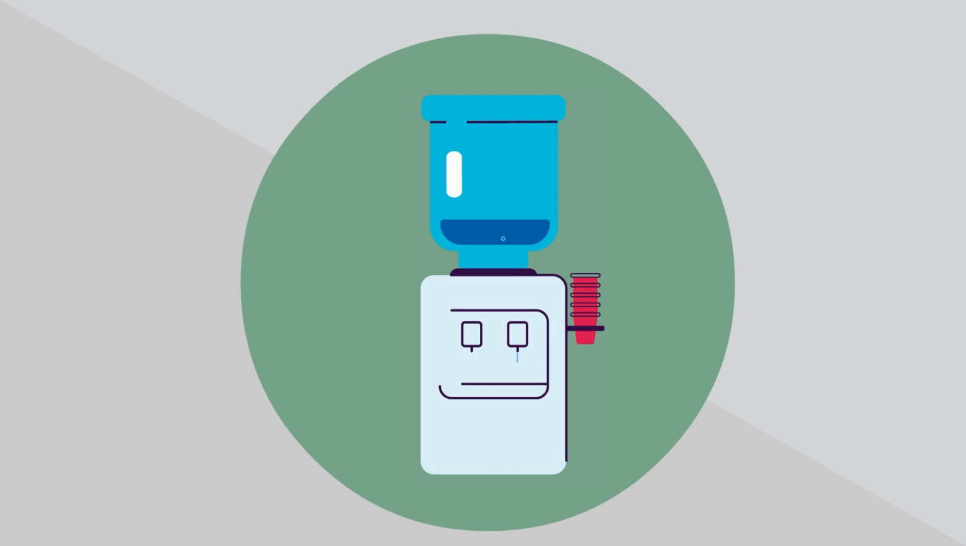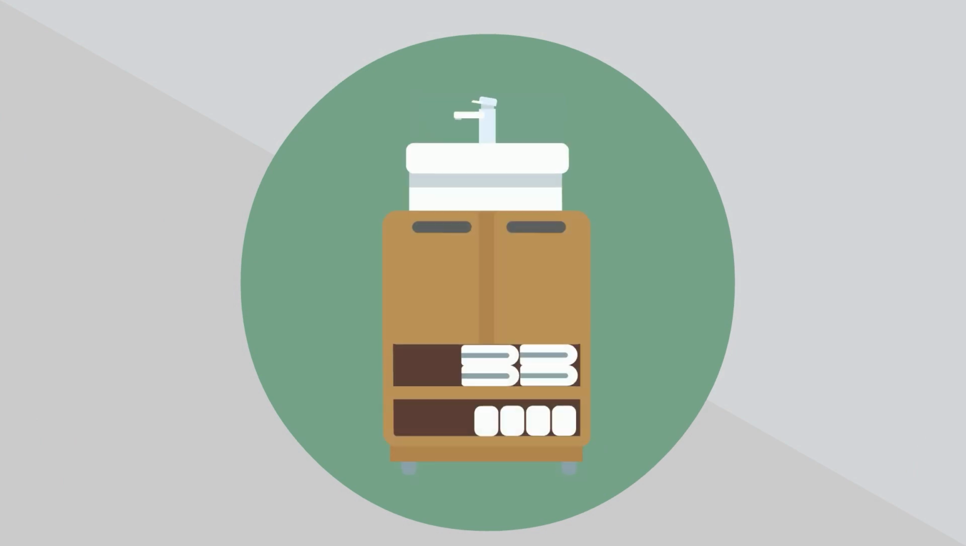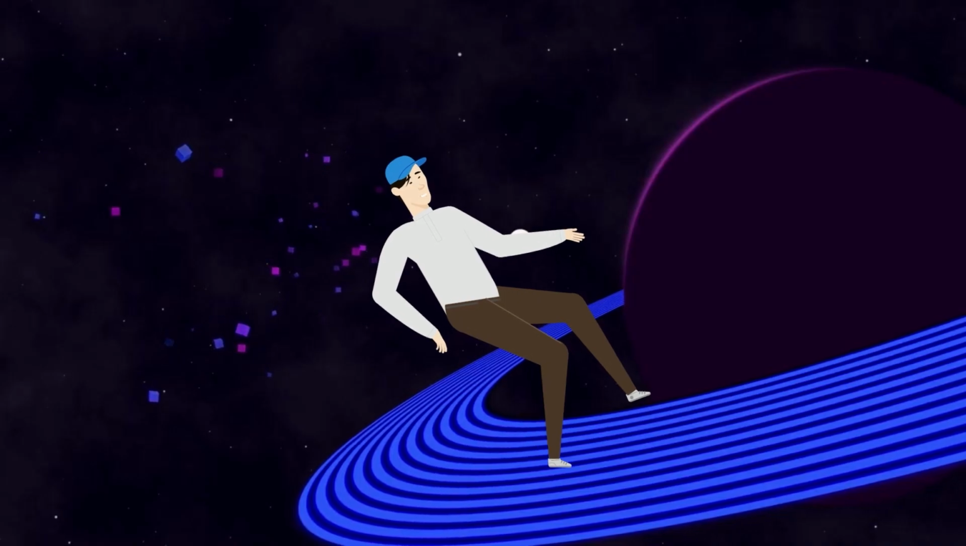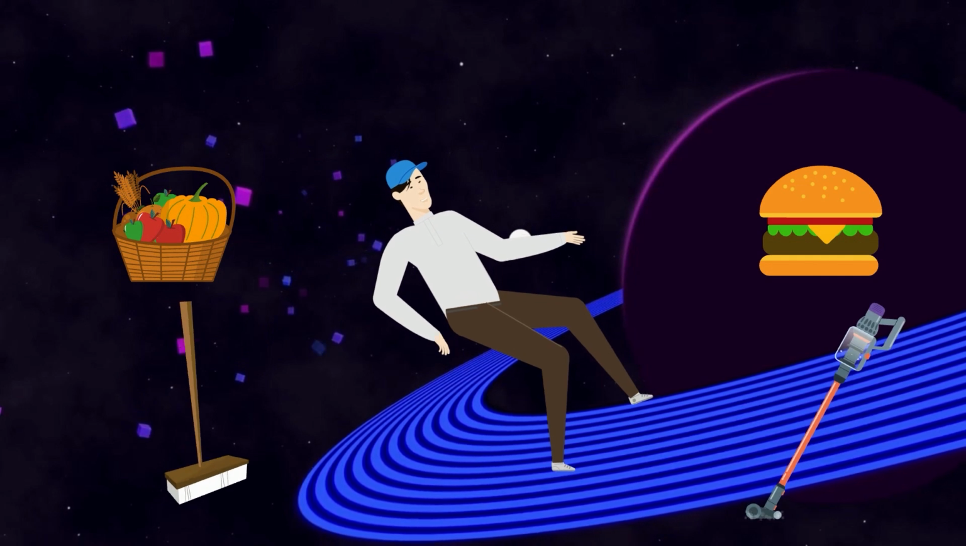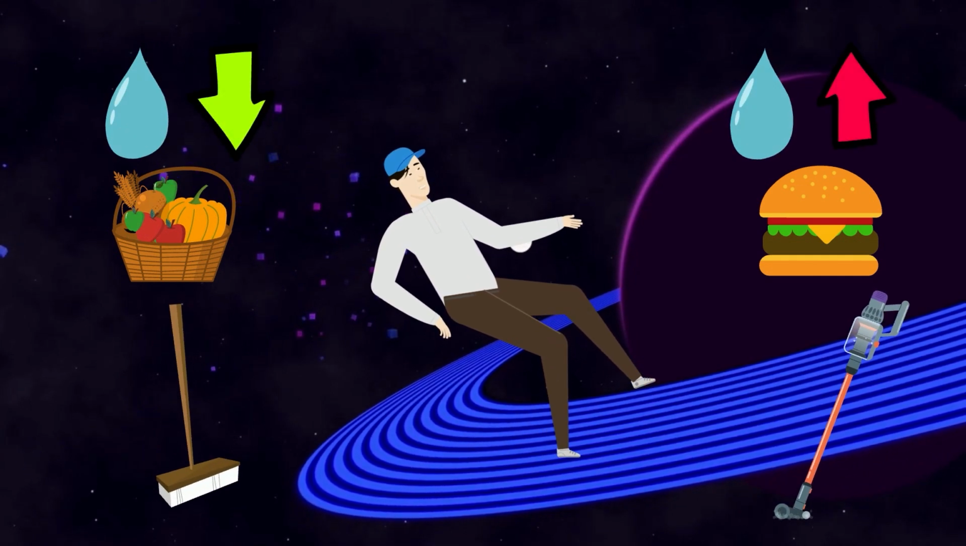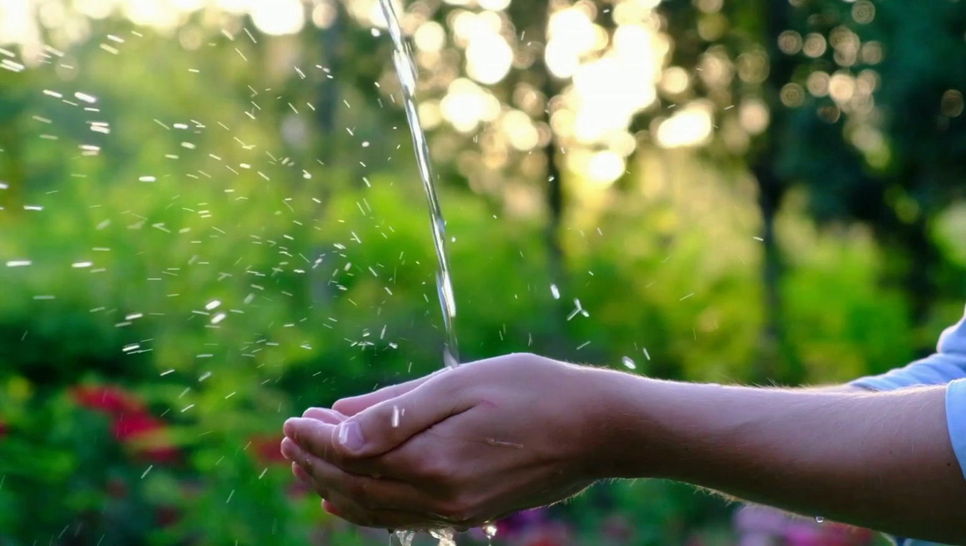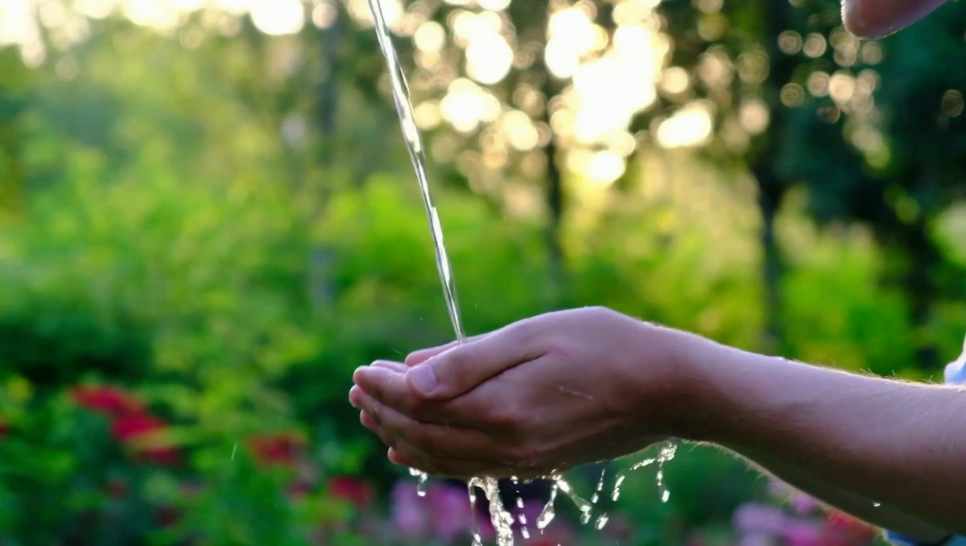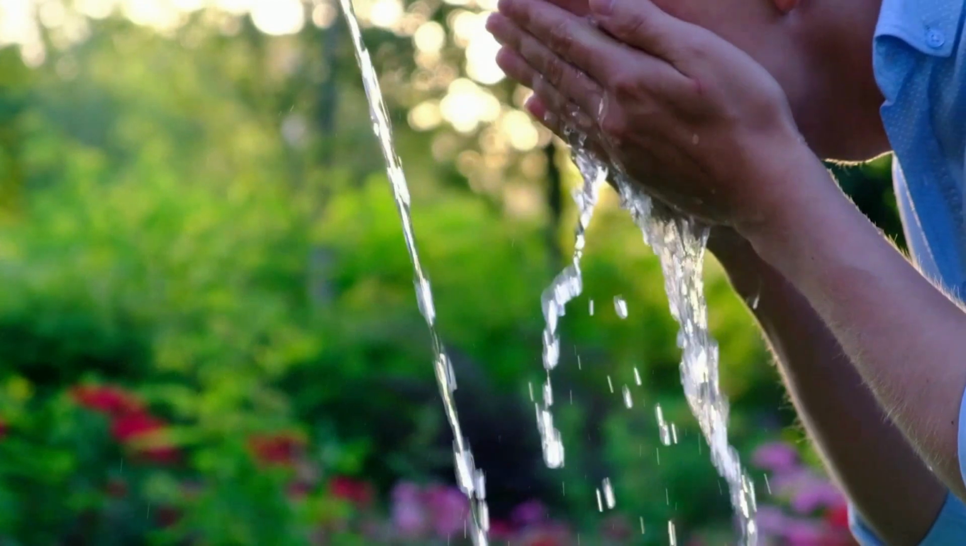In this module, you will learn how the water cycle works, what causes water scarcity, and how your personal choices, from the food you eat to the products you use, can reduce or increase your water footprint. So let's start with the basics. The water cycle and where our water comes from.